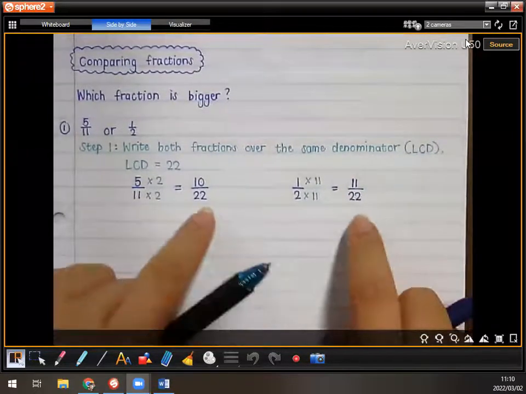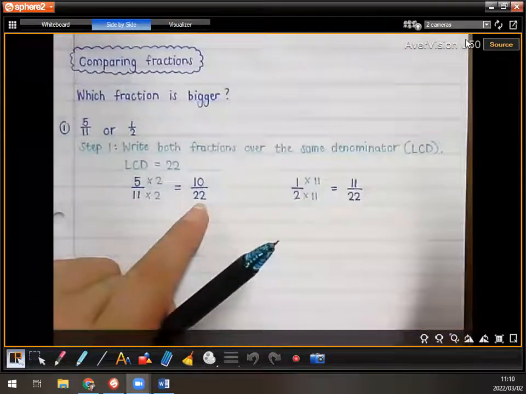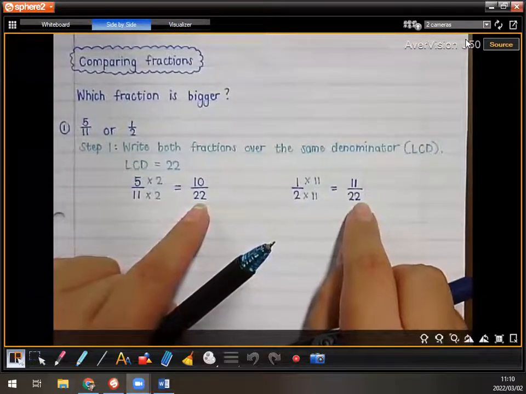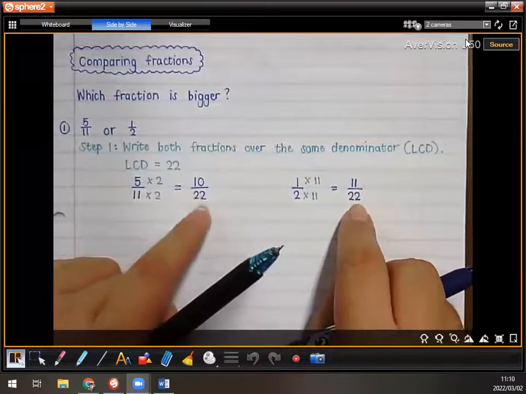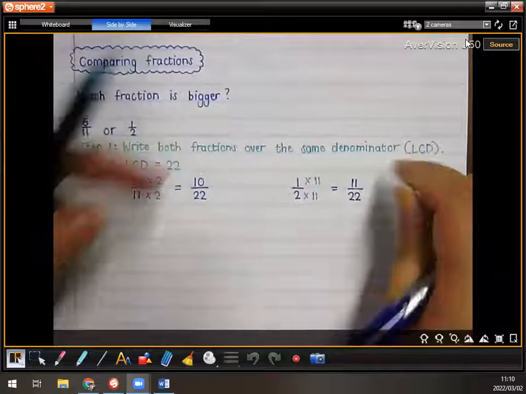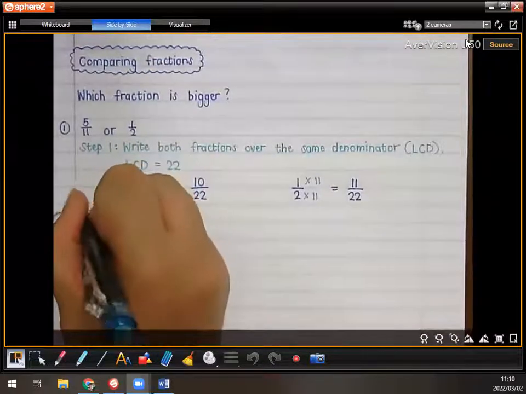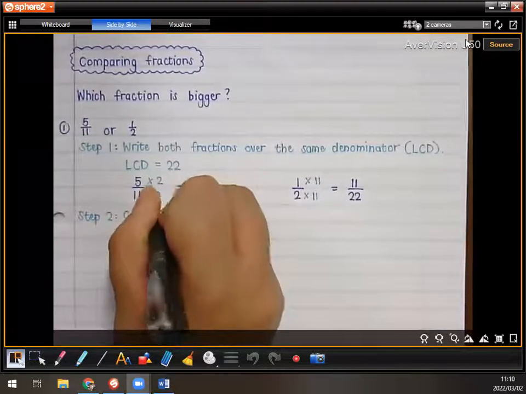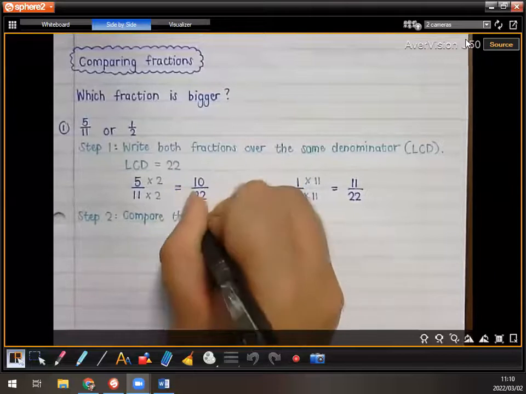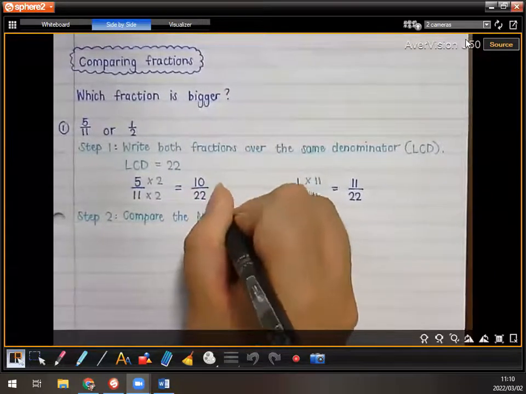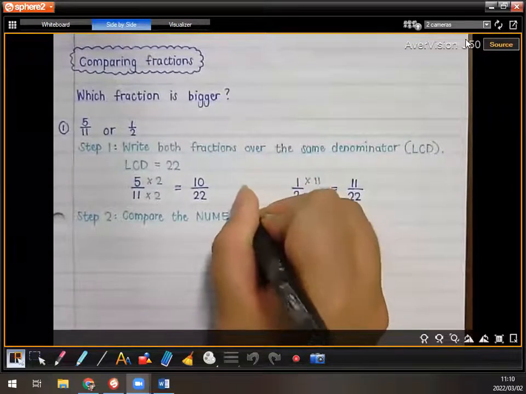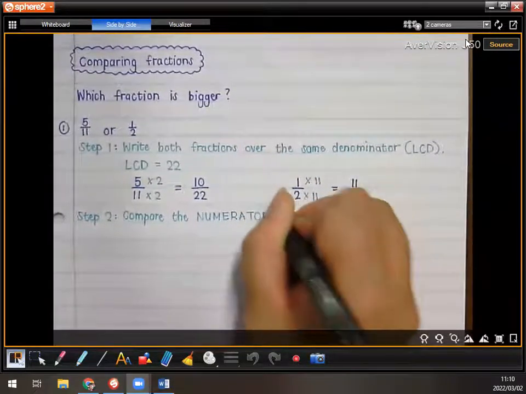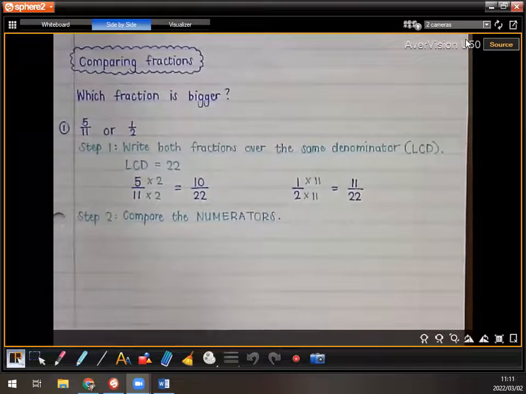Now guys, if you're looking at these ones, I think it's quite obvious that 11 is bigger than 10. Right? 11 over 22 is bigger than 10 over 22. So you're going to look at the numerators. That's going to be step 2. Compare the numerators, the numbers at the top. And that will then help you to decide which one is bigger. Sometimes they're going to ask which one is smaller. Then you're obviously going to look for the smaller number of the two.